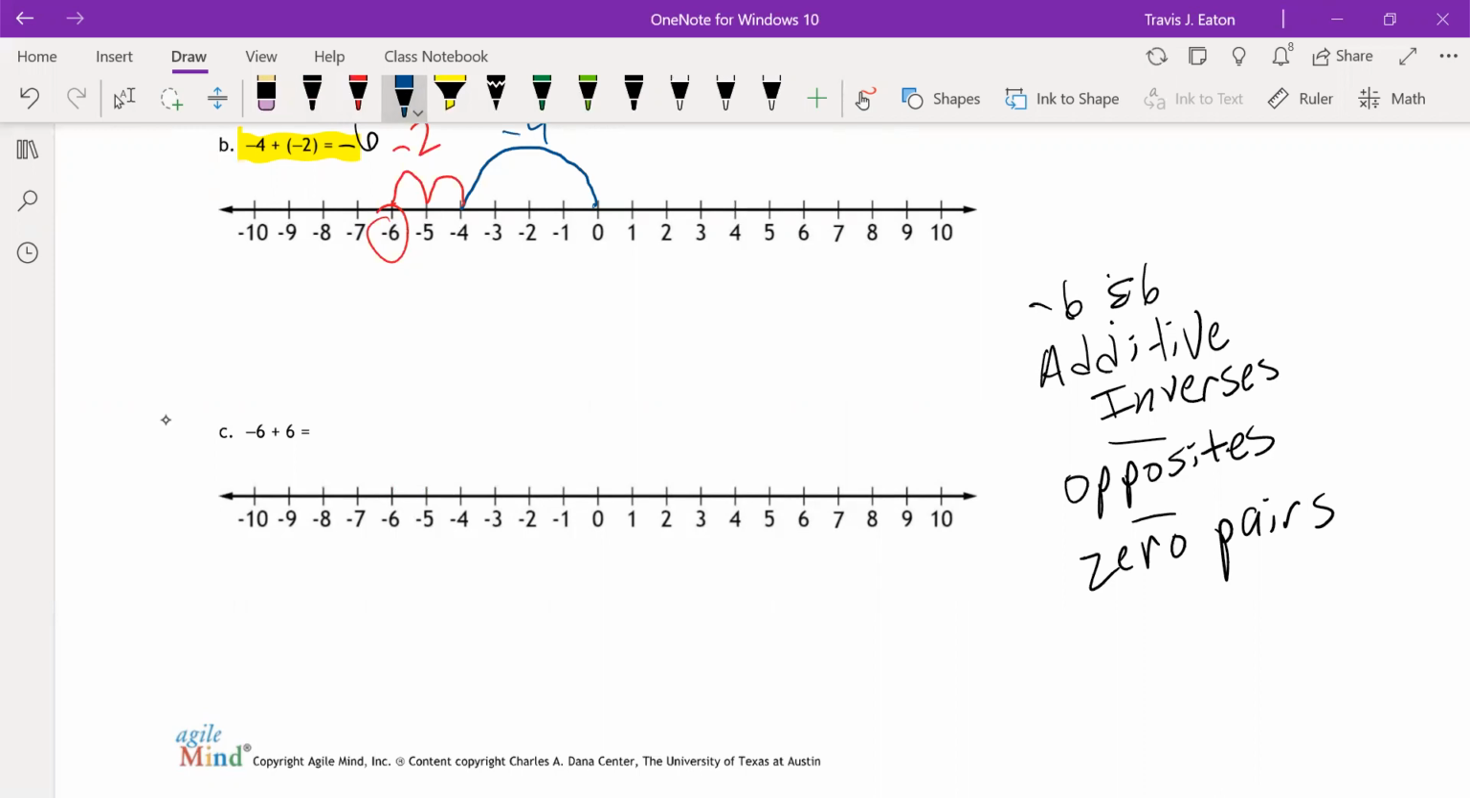Okay, so with that being said, let's start this one. So I'm going to start at my 0 and go to negative 6. I'm going to jump down here to negative 6. And then I'm going to add positive 6 to that. So that means I'm going to move right on my number line. 1, 2, 3, 4, 5, 6. And where does that end me? Right at 0. So obviously, negative 6 plus 6 is going to be just that, 0.